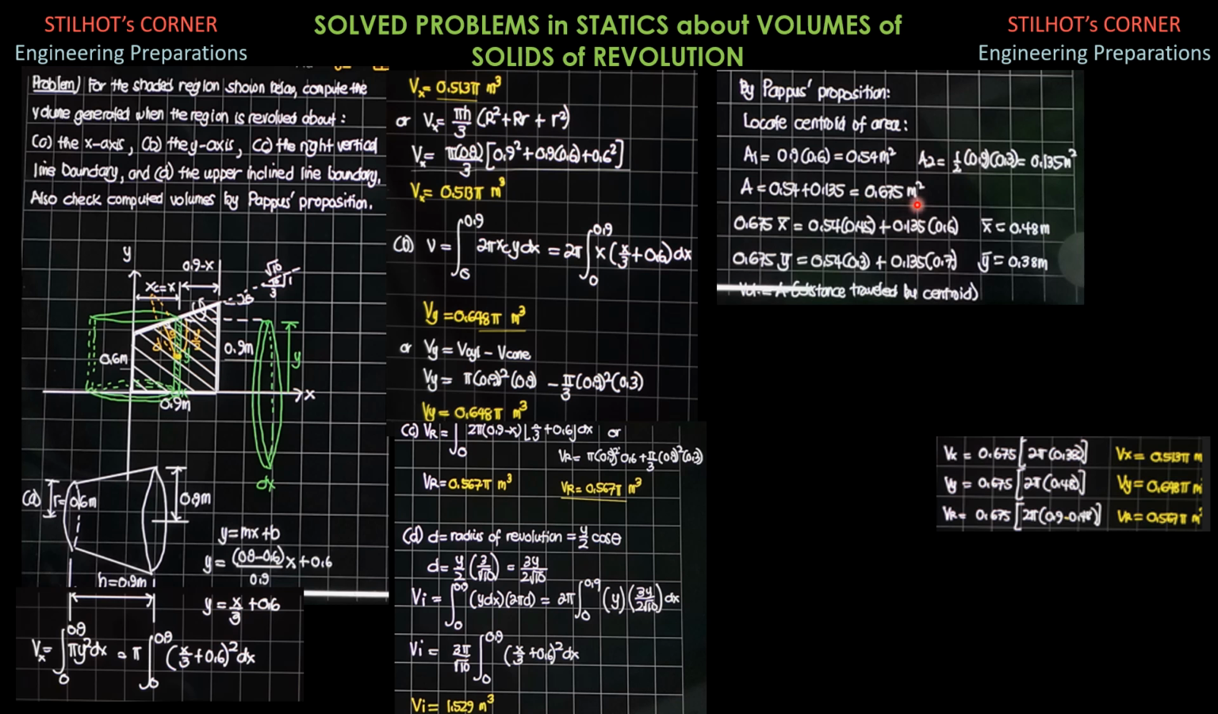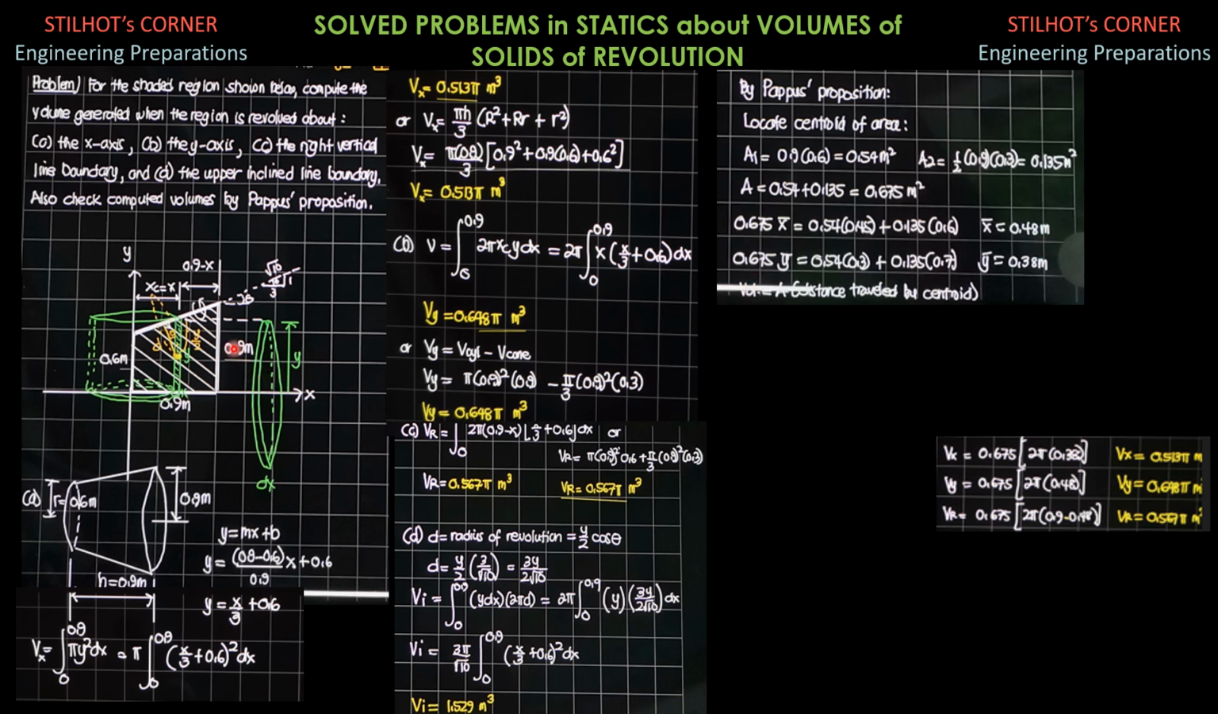So by Varignon's theorem, or by the first moment of a mass principle, we have area times barred x equals area of rectangle, 0.54, times barred x of rectangle, of course, half of 0.9, 0.45, plus area of triangle, 0.135, and the distance of the centroid of the triangle from the y-axis is 2/3 of 0.9, which is 0.6. So solving for barred x, it is 0.48 meter.